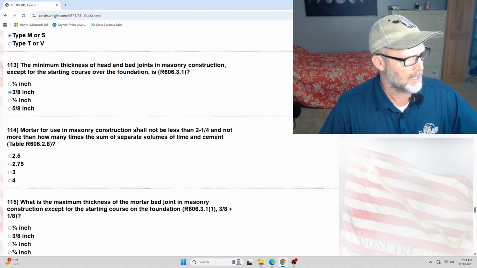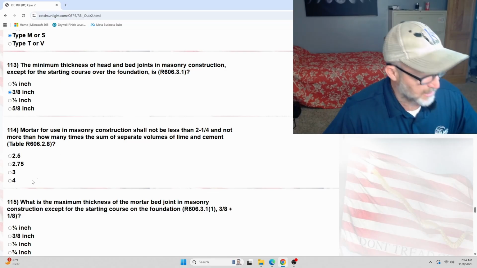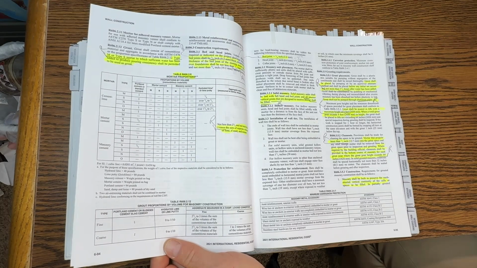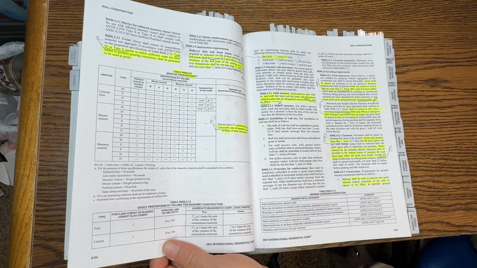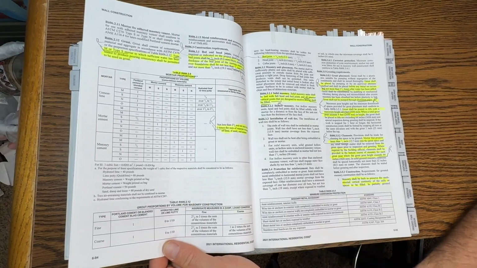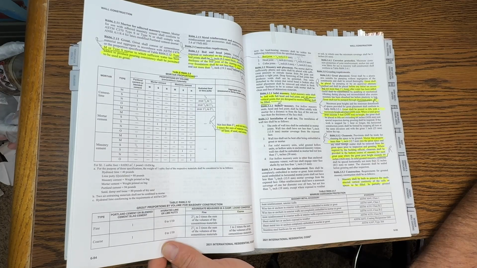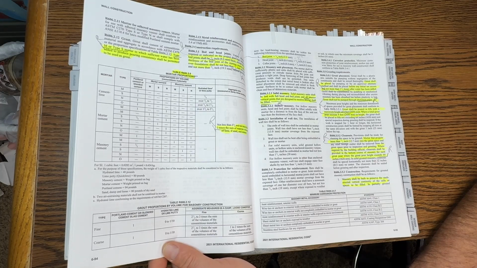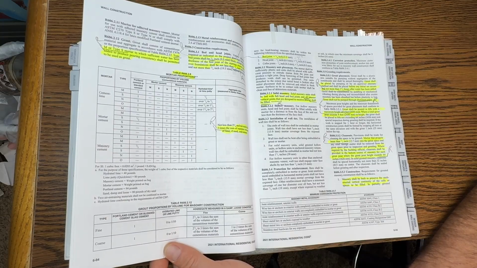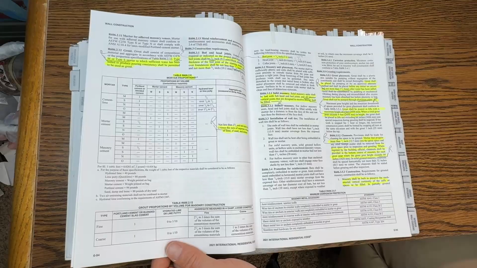If we go down to 114, mortar for use in masonry construction shall not be less than 2 1/4 and not more than how many times the sum of separate volumes. Table R606.2.8. Let's see, what is the sum of separate volumes of lime and cement? So if you have an aggregate ratio, not less than 2 1/4 and not more than 3 times the sum of separate volumes of lime if used and cement. So these are mortar proportions. Know that this table exists. The answer in this case is 3 times. That's what you're going to do.